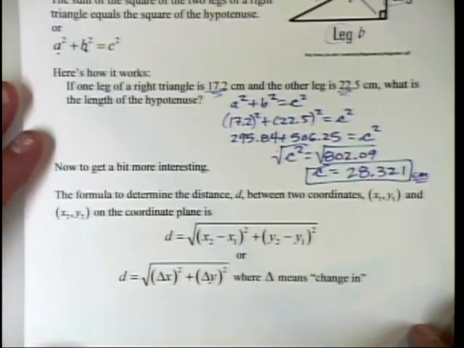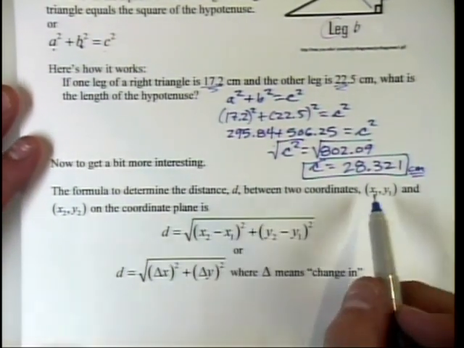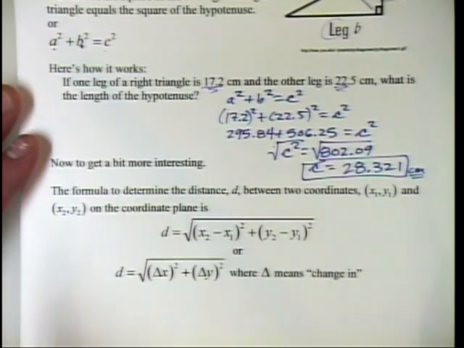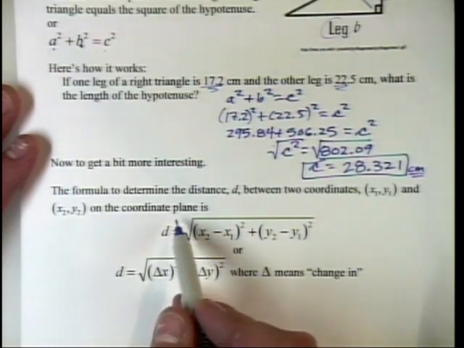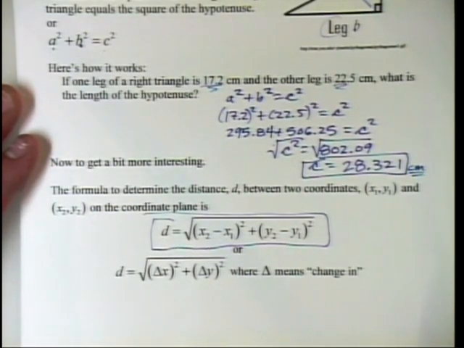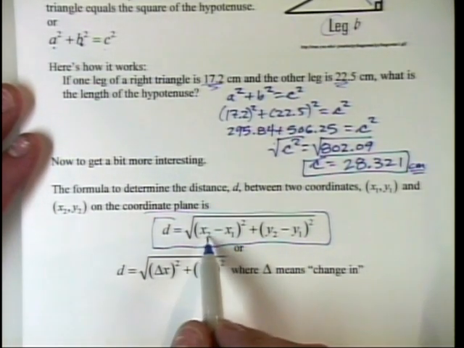Okay, now it's going to get a little more interesting. The formula to determine the distance d between 2 coordinates, x sub 1, y sub 1, that's just one coordinate on the coordinate plane, and x sub 2, y sub 2, is given by this monstrous formula. It's the distance formula, and it's something you have to memorize. There might be a way to help you memorize a little bit easier.